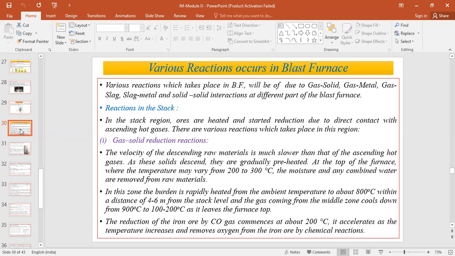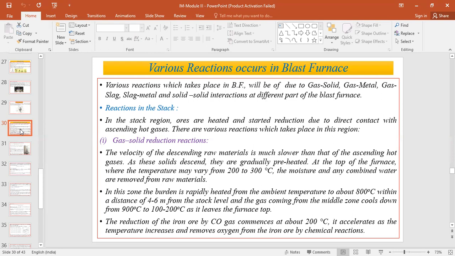Okay, so it all purely depends upon the interaction between the reactants, what temperature is prevailing at that particular location, and in what situation the material is. Okay, so depending upon that, we can categorize the interaction between the reactants as gas-solid, gas-metal, gas-slag-metal, and also solid interactions may take place in the blast furnace.